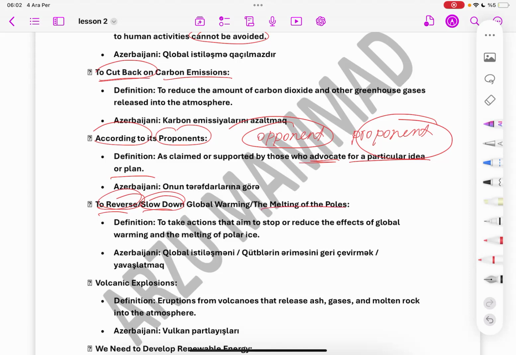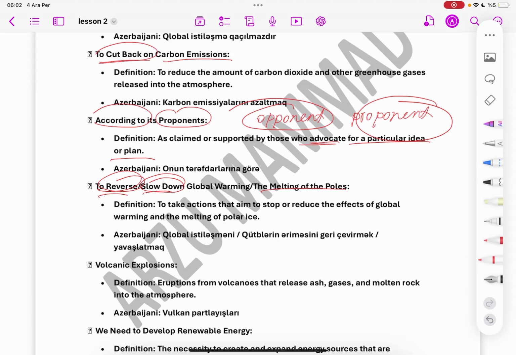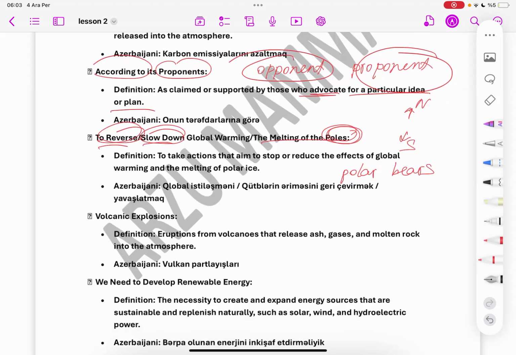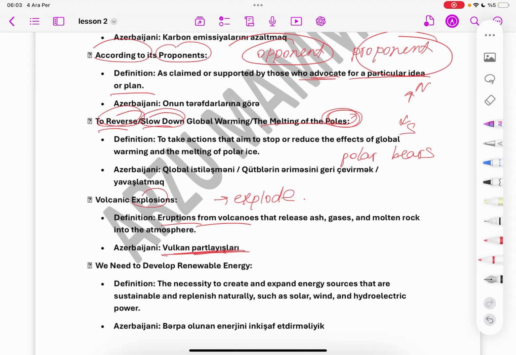The melting of the poles, that is very easy. Just a pole, what is the meaning of pole? We have the northern pole and southern pole, okay? So polar bears, do you know this one? Polar bears, for example. Volcanic explosions. Explosion is the noun form of the word explode. You can see its meaning here: eruptions from volcanoes that release ash, gases, and so on.